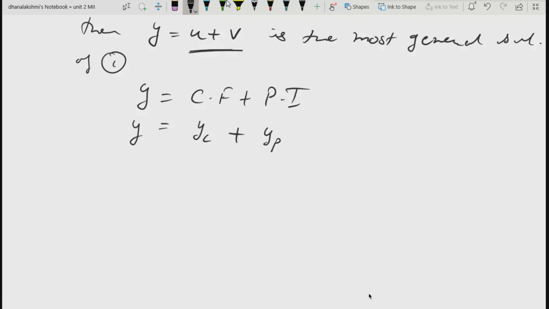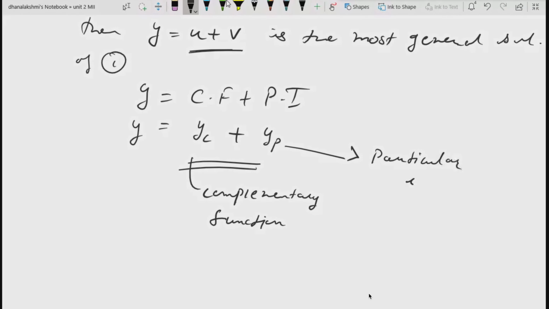Of nth order, which is linear with constant coefficients. A linear differential equation with constant coefficients of nth order, the solution is given by y is equal to yc plus yp, where yc is called the complementary function and yp is called the particular integral. Got it, all of you?